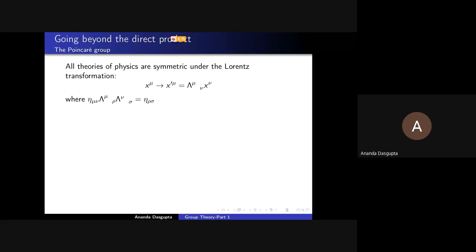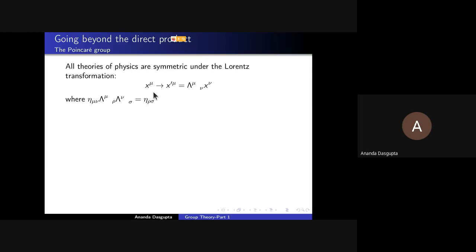Well, in a real class, I would have asked for a show of hands as to how many of you already know about the Poincaré group. But if you don't, let me just point out that all of you should know this, that all theories of physics are symmetric under Lorentz transformations, right?